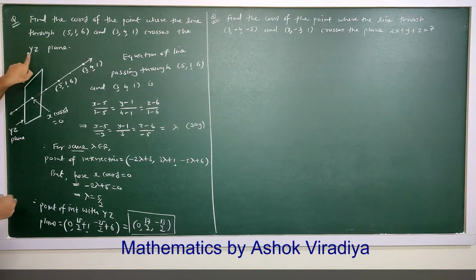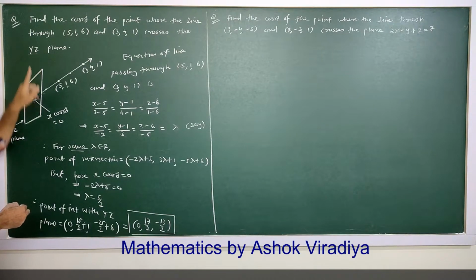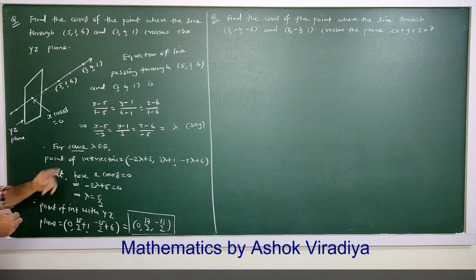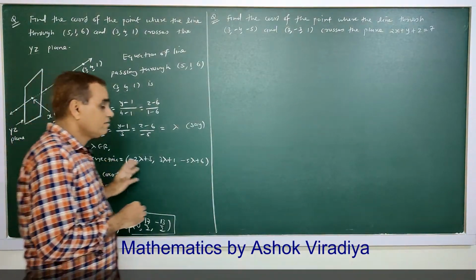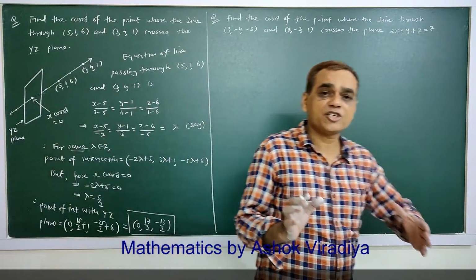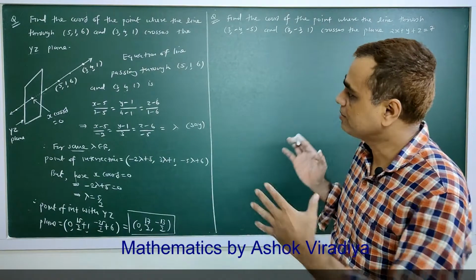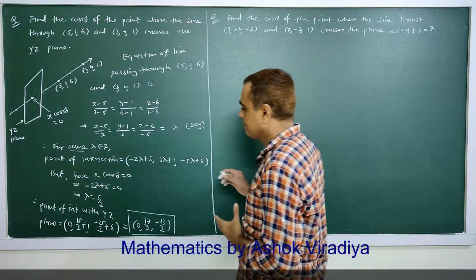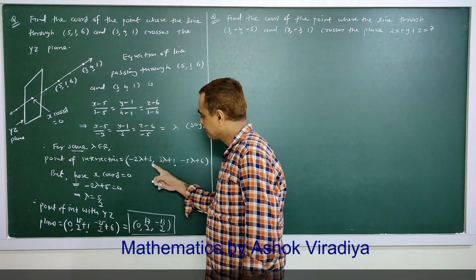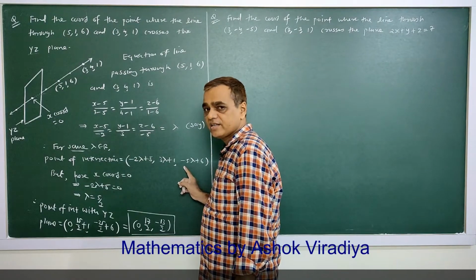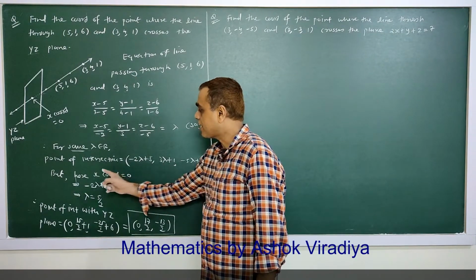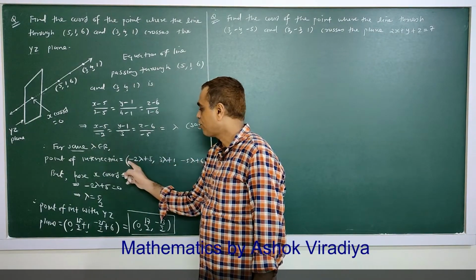In a question, if the XZ plane is given, take the y coordinate as 0. If the XY plane is given, take the z coordinate as 0. So whenever we want to find the point of intersection of a line with a plane, we perform this procedure and then define some particular lambda for the point of intersection.